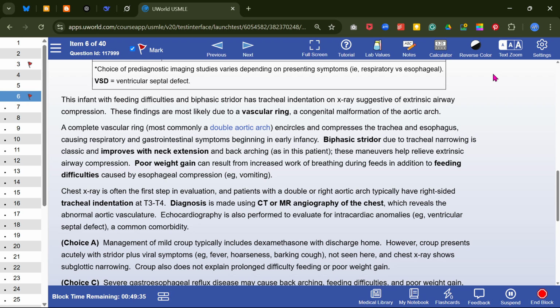Chest X-ray is often the first step in evaluation, and patients with a double aortic arch typically have right-sided tracheal indentation at T3 to T4. Diagnosis is made using CT or MR angiography of the chest, which reveals the abnormal aortic vasculature. Echocardiography is also performed to evaluate for intracardiac anomalies, ventricular septal defect being a common comorbidity. Okay.